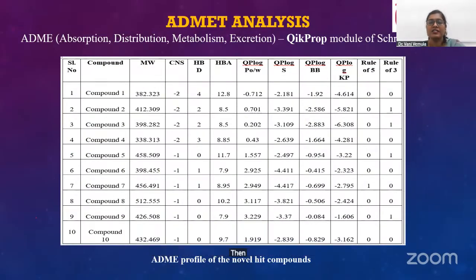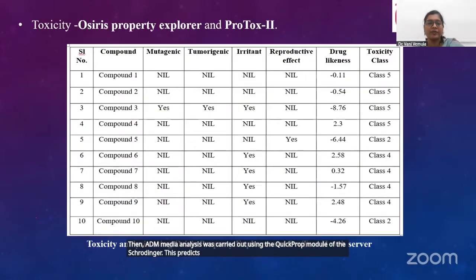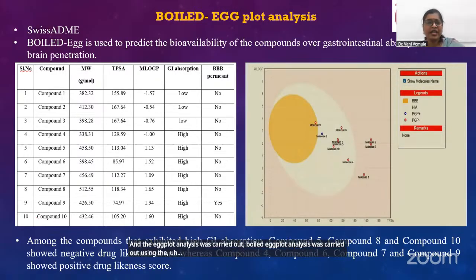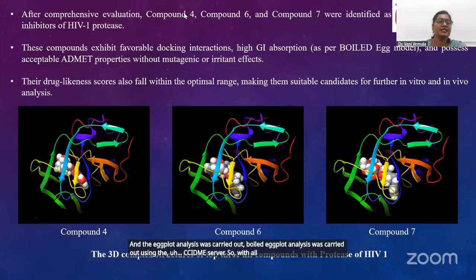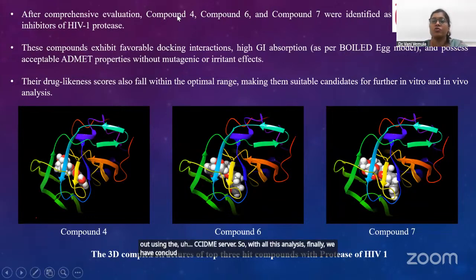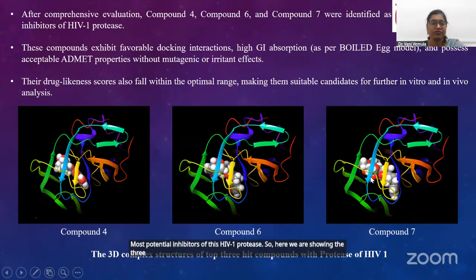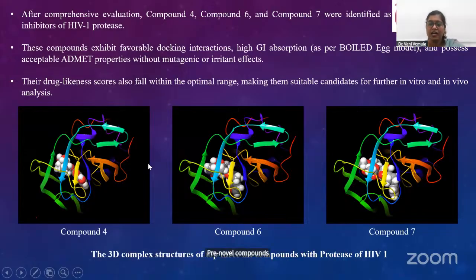Then ADMET analysis was carried out using the QikProp module of the Schrodinger. This predicts the pharmacokinetic properties, and finally the toxicity was predicted using the Osiris Property Explorer and Protox 2. Boiled egg plot analysis was carried out using the SwissADME server. With all this analysis, we have finally concluded 3 compounds out of these 10. Compound 4, compound 6, and compound 7 were identified as the most potential inhibitors of this HIV-1 protease. Here we are showing the 3-dimensional structure of these 3 novel compounds in complex with the target, that is HIV-1 protease.